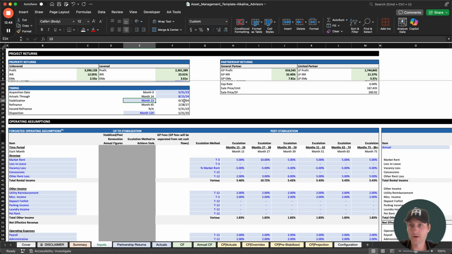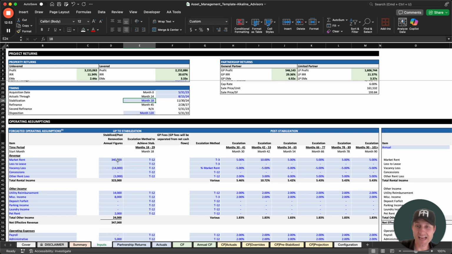So again, if we were to make the stabilization month 18, that stabilized year, month 18 through 29, is what we've just outlined over here. And then that year after stabilization, month 30 through 41, we're then growing whatever we anticipate stabilization to be. We're growing it thereafter by either taking the trailing 12 or the trailing 3 or the trailing 1.